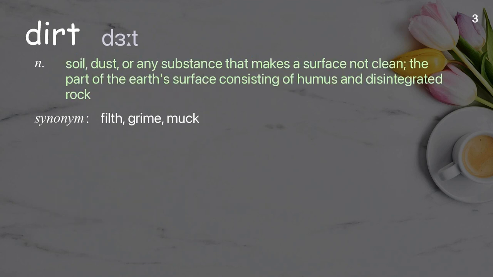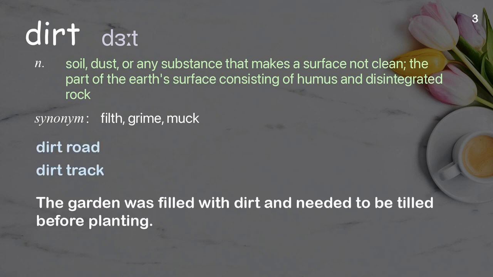Dirt. Soil, dust, or any substance that makes a surface not clean; the part of the earth's surface consisting of humus and disintegrated rock. Examples: Dirt road. Dirt track. The garden was filled with dirt and needed to be tilled before planting.